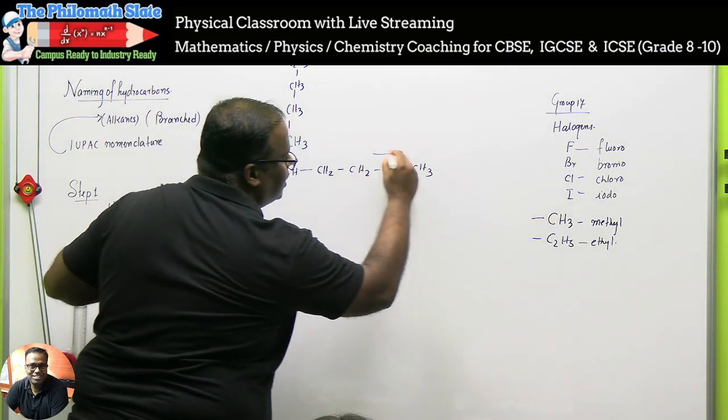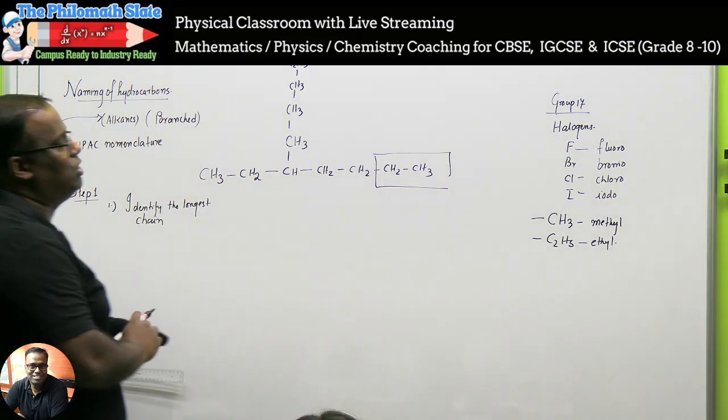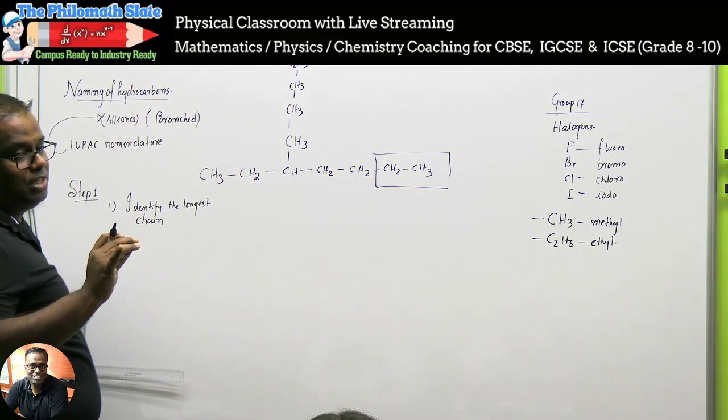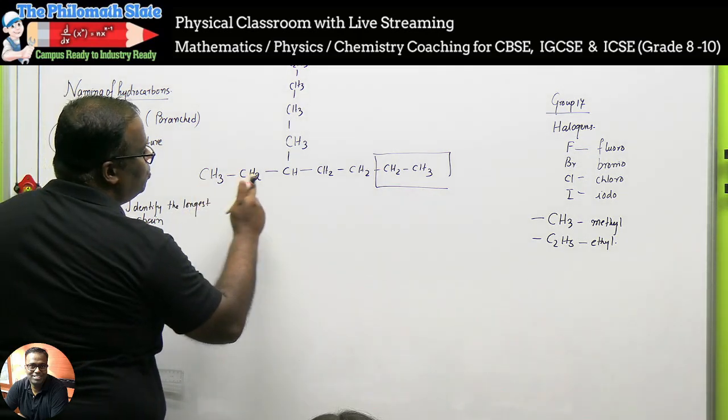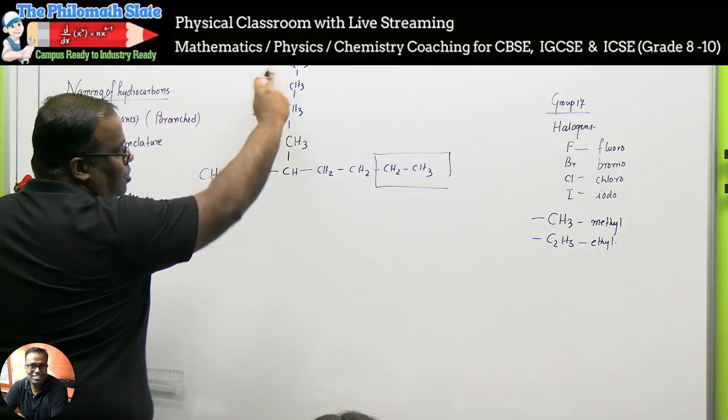C2H5 is nothing but this whole item. Is this not C2H5? This is C2H5. So 9, 10. How much did you get? 10. Count from this side. 1, 2, 3, 4, 5, 6, 7, 8. Still 10. So 10 in that case.